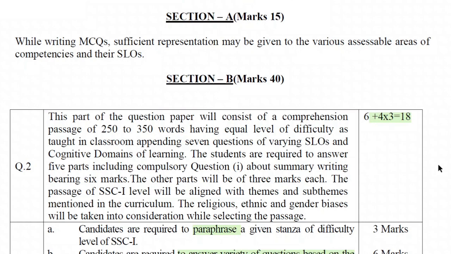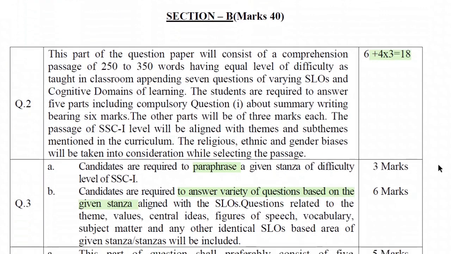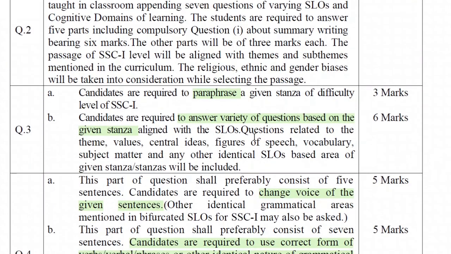Moving towards the next question. The third question, Part A, is about paraphrasing. You will be given a stanza. If you are following the book of PTB, there are 2 poems in PTB. The first one is the 5th chapter, Daffodils, and the second one is the 8th chapter, Stopping by Woods on a Snowy Evening by Robert Frost. And if you are following the book of KPK, KPK has 4 poems.